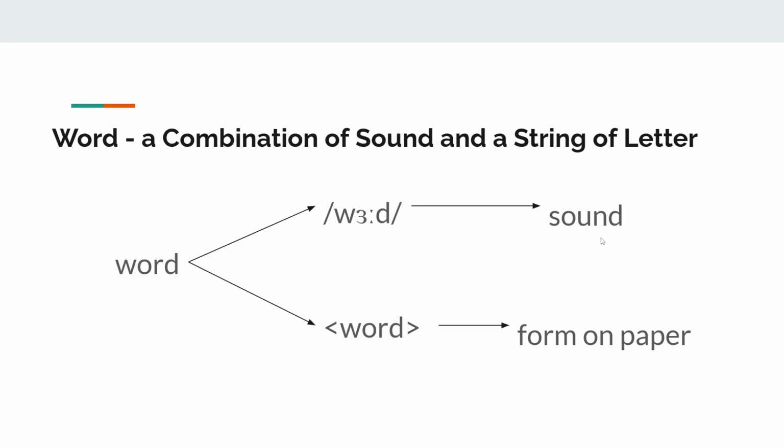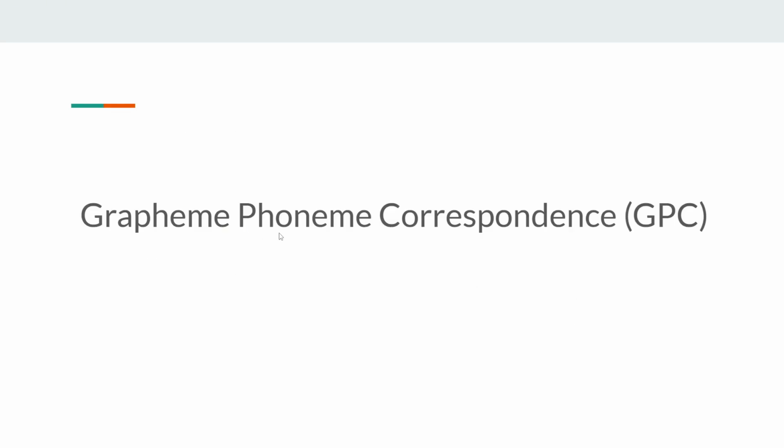So when we learn a word, we learn both the sound and the form on the paper. However, the sound and the form on the paper are not random. They correspond to each other. This means when we hear a sound, we can sort of imagine its form on the paper. And when we see a form on the paper, we can sort of imagine how it sounds. So there is an interface between sounds and form on the paper. And this interface is called grapheme-phoneme correspondence.